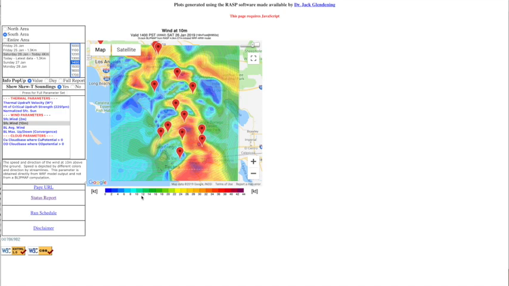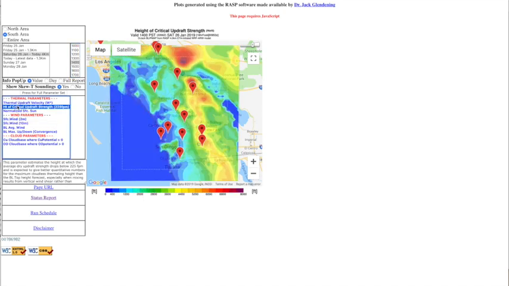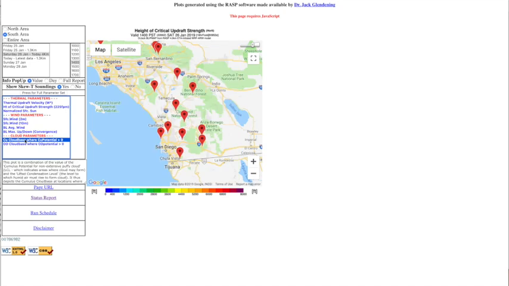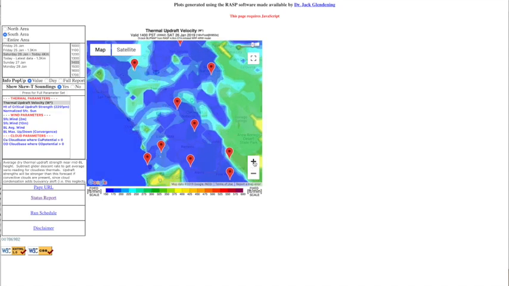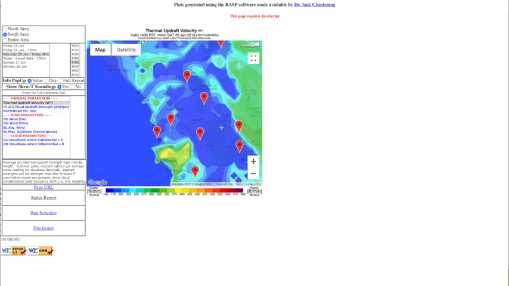Next thing I like to look at is the height of critical lift, which is how high the thermal is going to take me. After that, I might look at the clouds, so CU cloud base, to see if there's going to be any clouds in the area. And then the last thing would be thermal strength for me, so thermal updraft velocity. And like I said, you're just putting all these pieces in your head, and you're kind of deciding on a few sites, and then you dig into these programs or these models and see if it's really what you want to be working with.